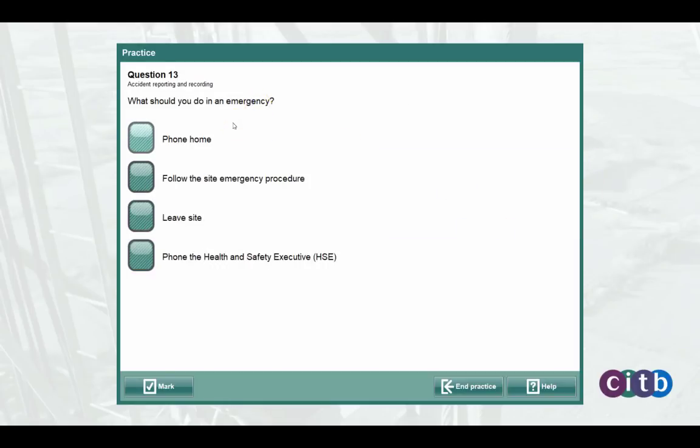What should you do in an emergency? Phone home. Follow the site emergency procedure. Leave site. Phone the Health and Safety Executive, HSE.